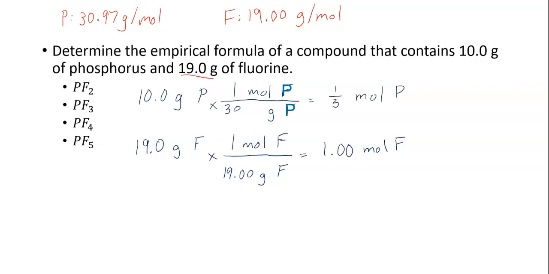P. And basically now I need to multiply these both by 3 so that they're both whole numbers. So when I multiply this by 3, this becomes 1. And this becomes 3 moles of F. And so my empirical formula is PF3.